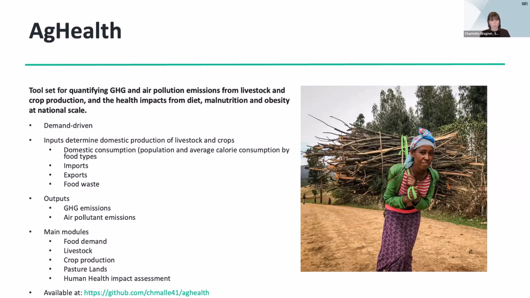And they're separated into multiple modules. There is the food demand module that essentially transforms the inputs, and then modules on livestock and crop production and pasture lands, and then ultimately the human health impact assessment that links those to air pollution health impacts, as well as health impacts from diet, malnutrition, and obesity. The toolset can be found on GitHub at the address that is cited here below.